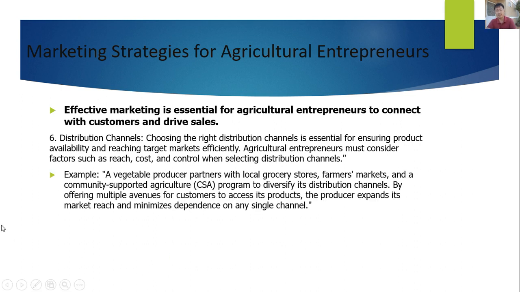So the example is a vegetable producer that partners with local grocery stores, farmers markets, and community supported agriculture programs to diversify its distribution channels. By offering multiple avenues for customers to access the product, the producer expands its market reach and minimizes the dependence on any single channel.